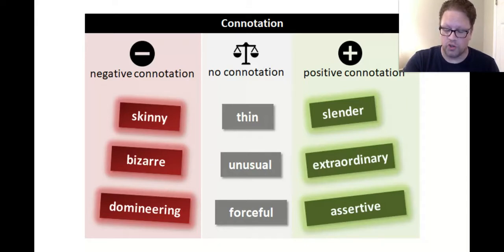Now, words with a neutral connotation are neither positive nor negative. Like if you use the term dog, that's not positive nor negative. But if you use other terms like purebred, that's usually more positive. If you use the term mutt, that's usually more negative.